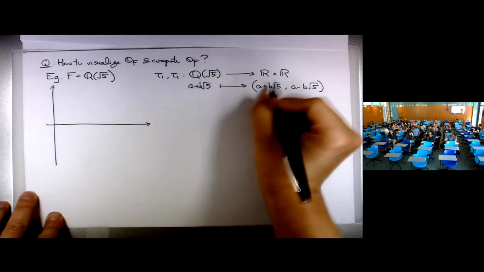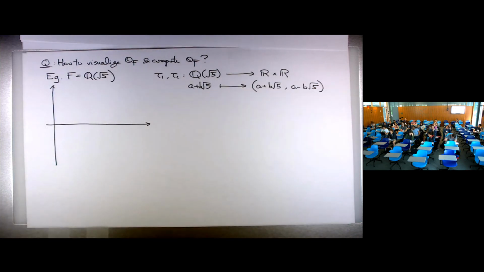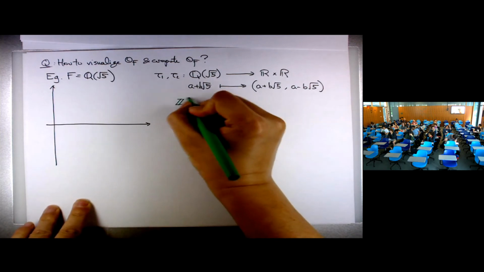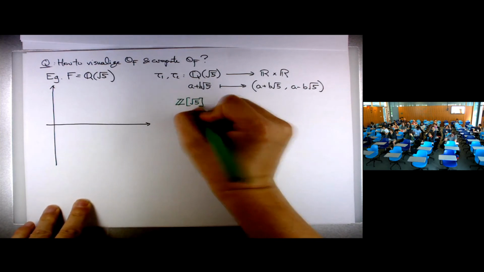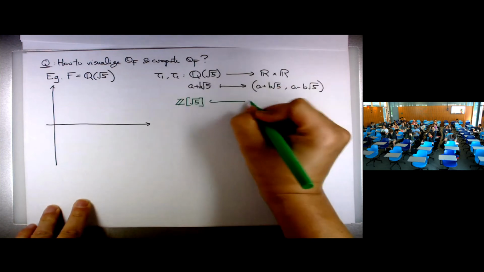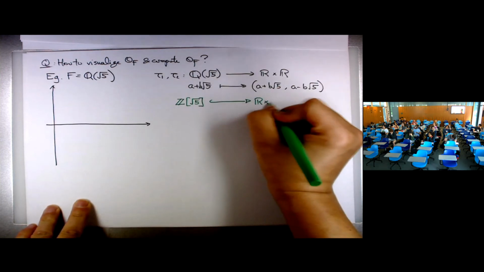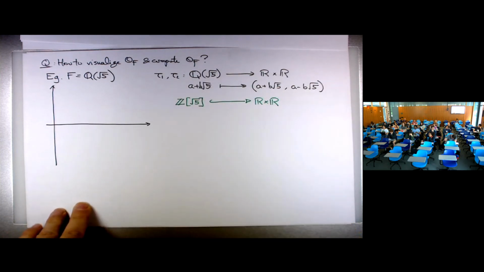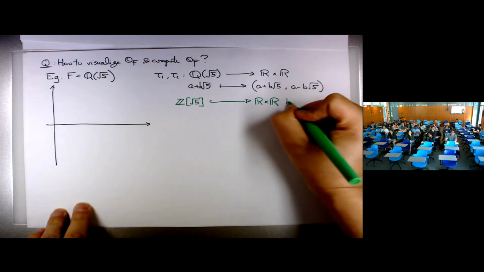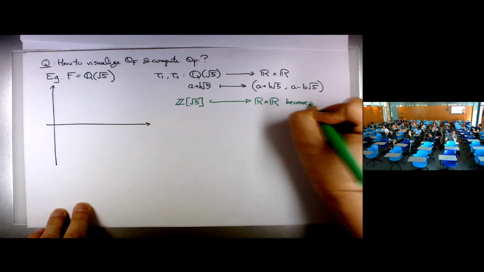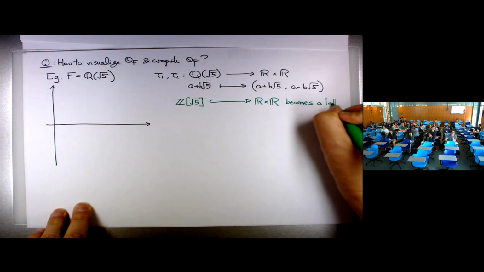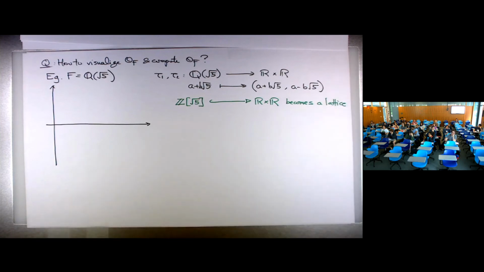So we'll have two coordinates, right? Let's see where, if I take Z adjoin root of 5, using the same embedding into R cross R, I want to say this becomes a lattice. Let's see what it is. Let's see what I mean by this.